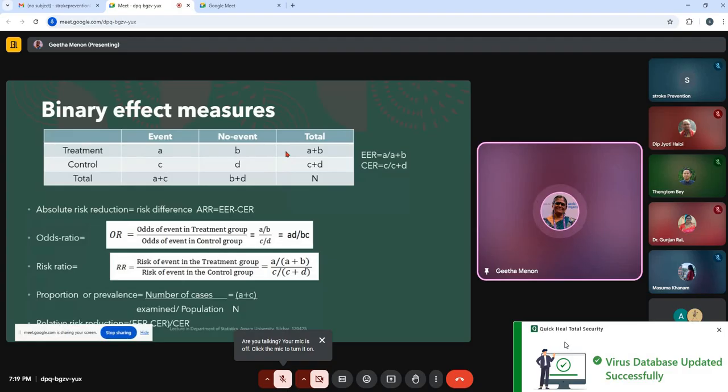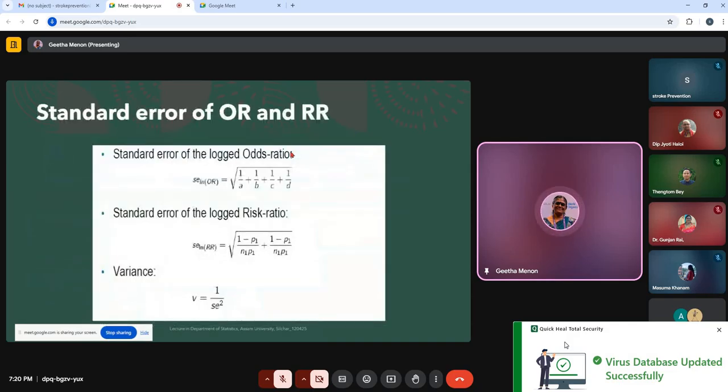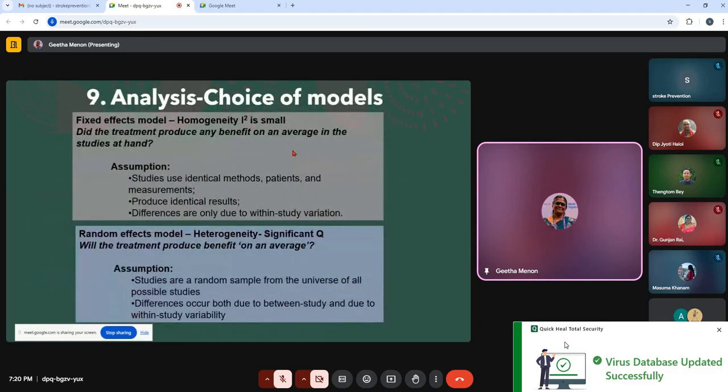All this can be calculated using the binary effect measure that is obtained from the primary studies. So tomorrow when you are doing the hands-on on Stata, you will know how to generate these binary effect measures, which can then be used for combining the results. So these are all standard methods, definitions for OR and RR and their standard errors, and we'll use all this information to calculate the combined effect estimate.